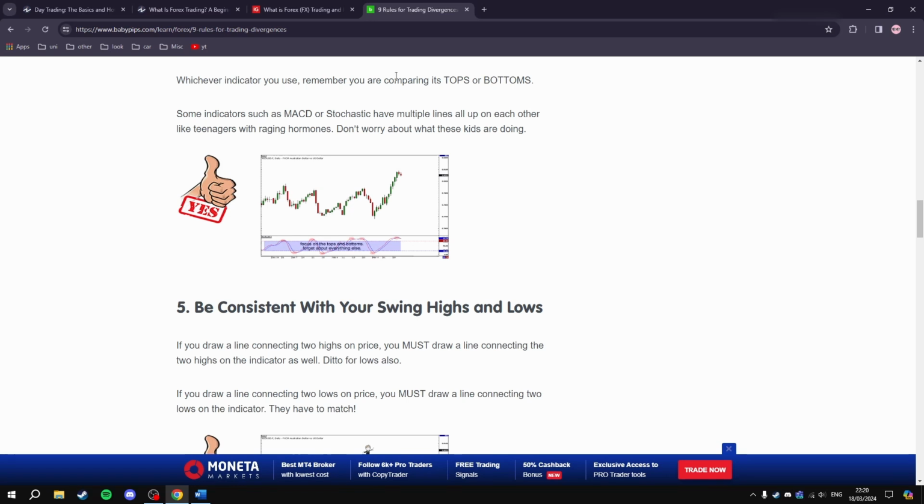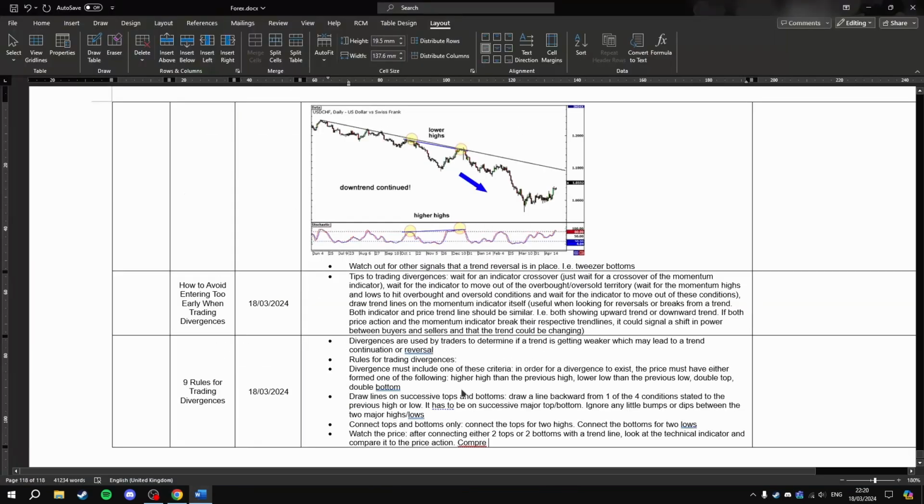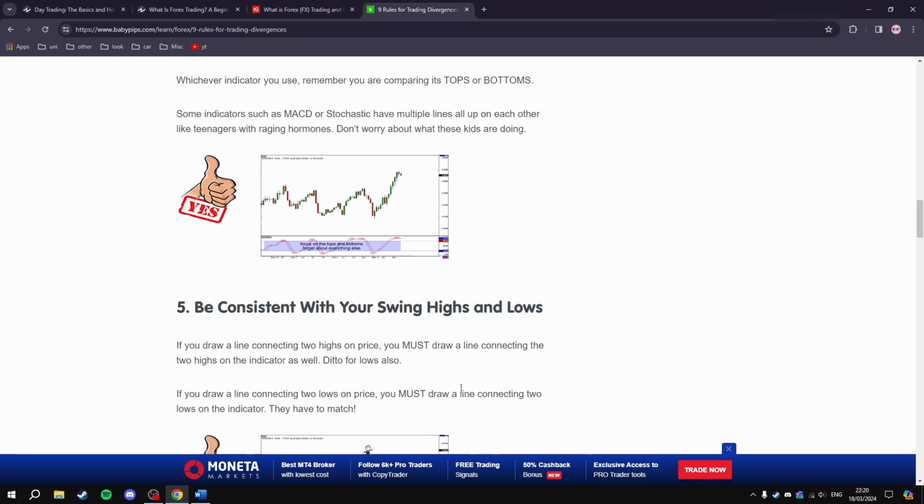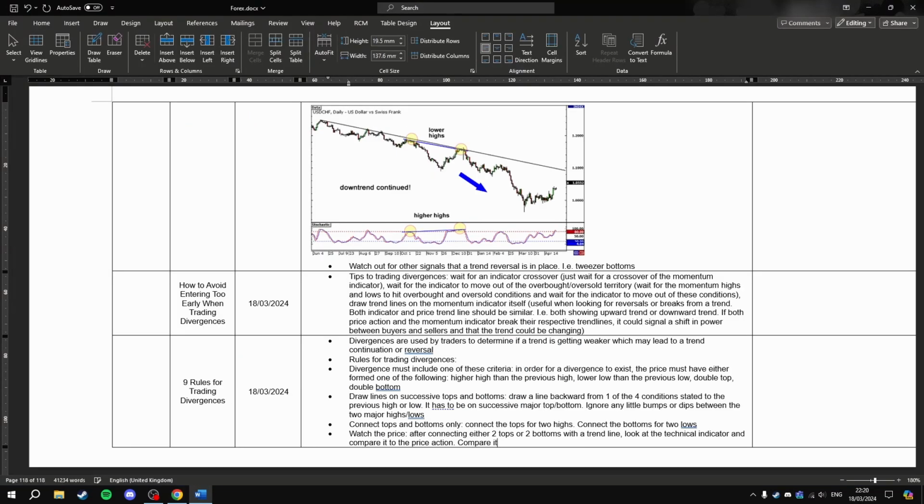Whichever indicator you use, remember you're comparing its tops or bottoms. Compare its tops or bottoms for whichever indicator is being used.